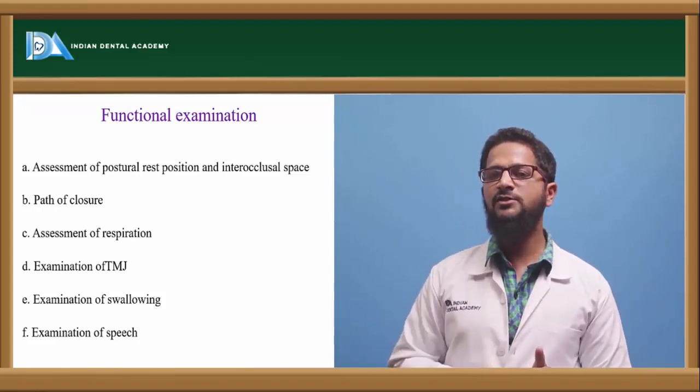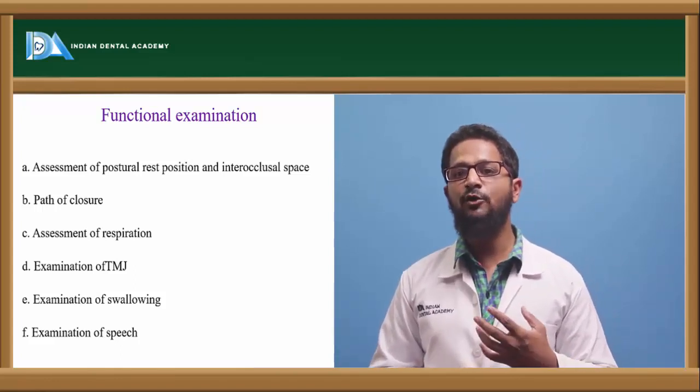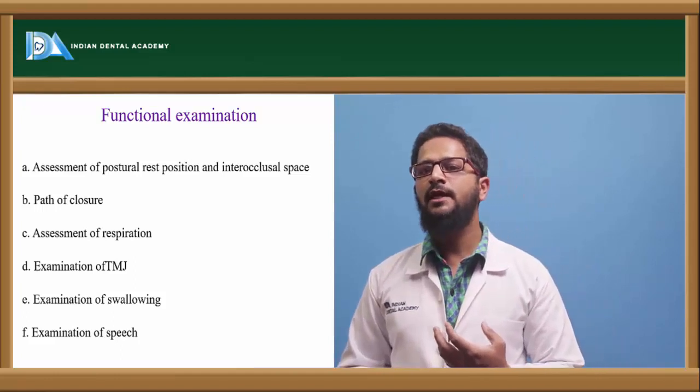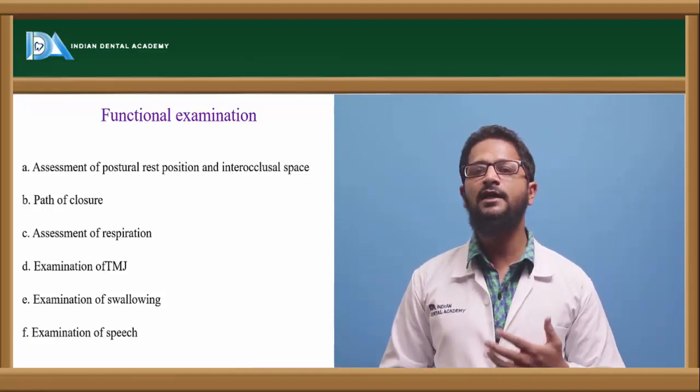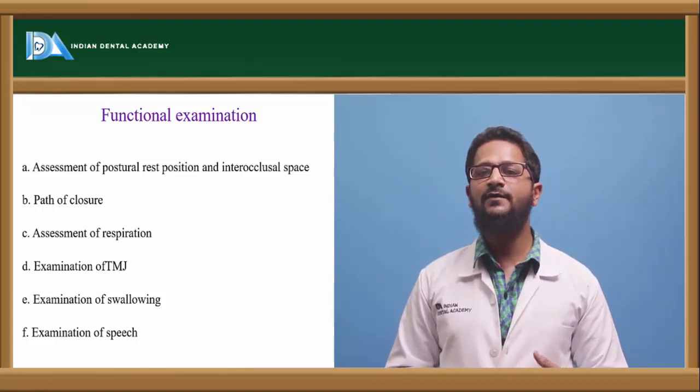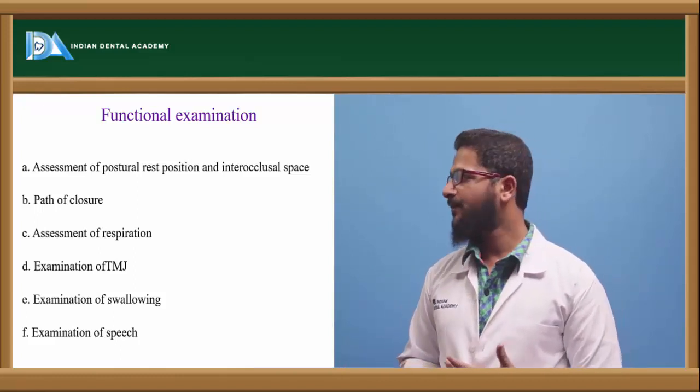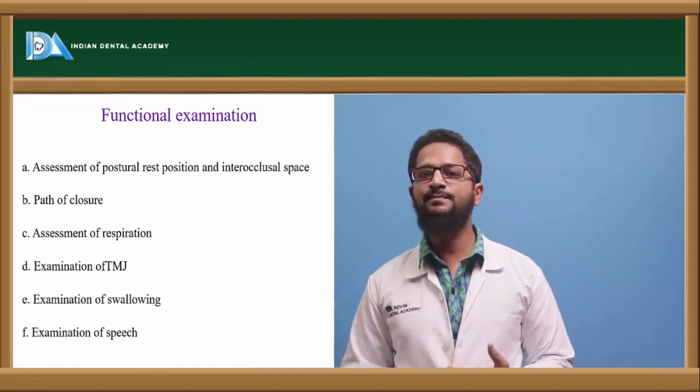If the infantile swallow persists, then it will result in thrusting of the tongue in between the upper and the lower jaws. This is called the tongue thrust habit. So this habit has to be intercepted as early as possible because it will result in development of various types of malocclusions. Next is examination of speech.